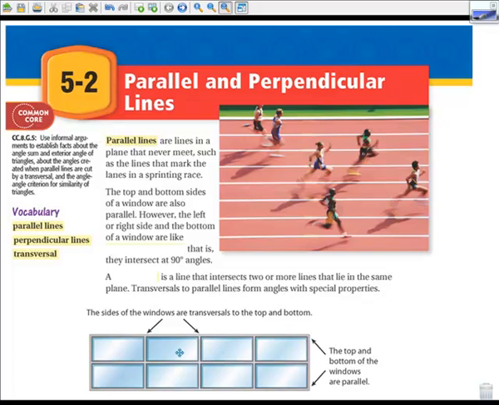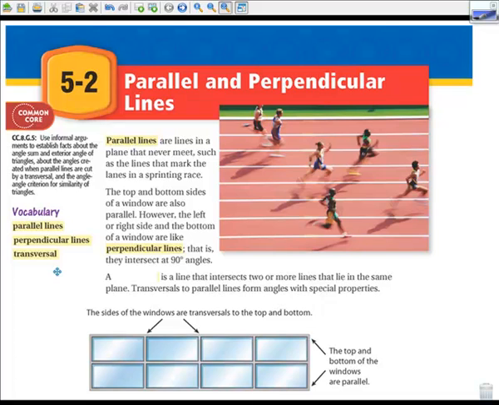If we look at this picture down here, it says the top and bottom sides of a window are also parallel. So we've got these top and bottom sides, they're all parallel. However, the left or the right side and the bottom of the window, so right in here, these corners, and where they meet in the middle, they are perpendicular. And we've gone over this before, but perpendicular lines are lines that intersect, come together at 90-degree angles.